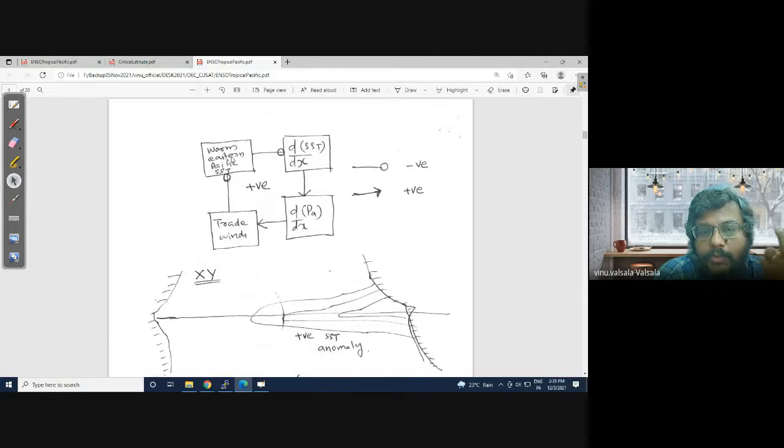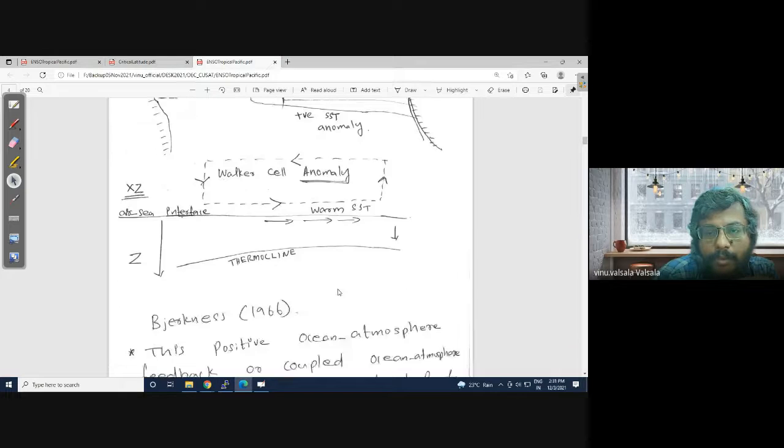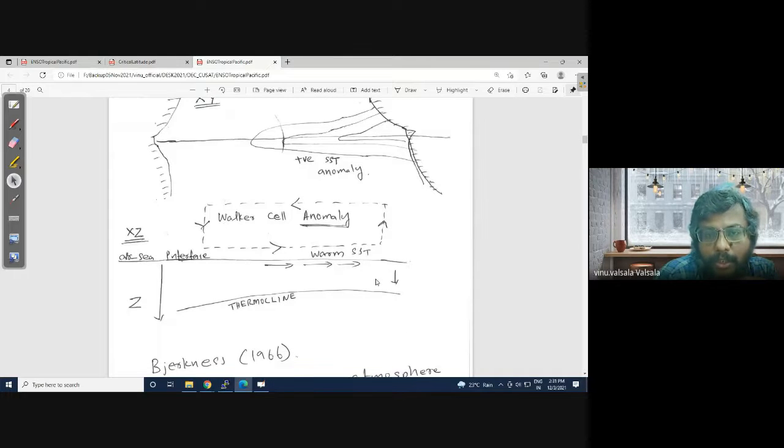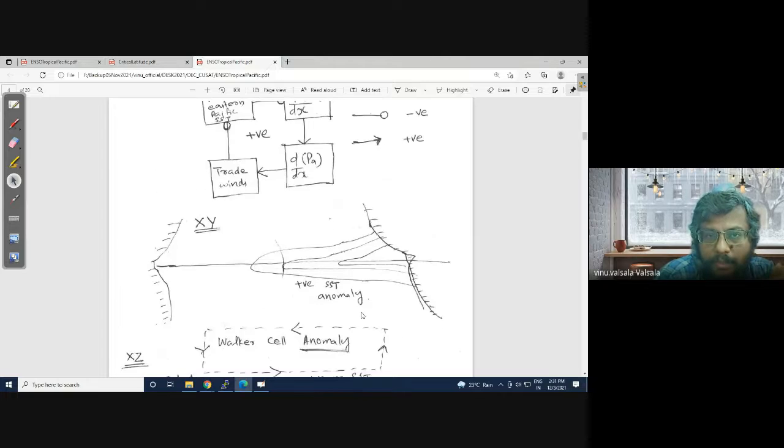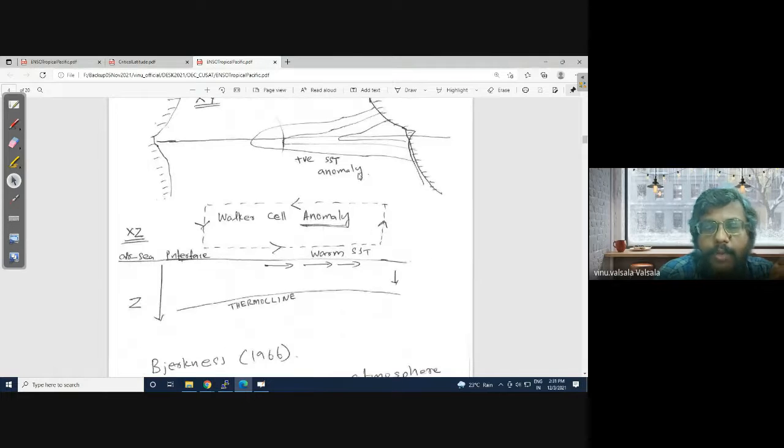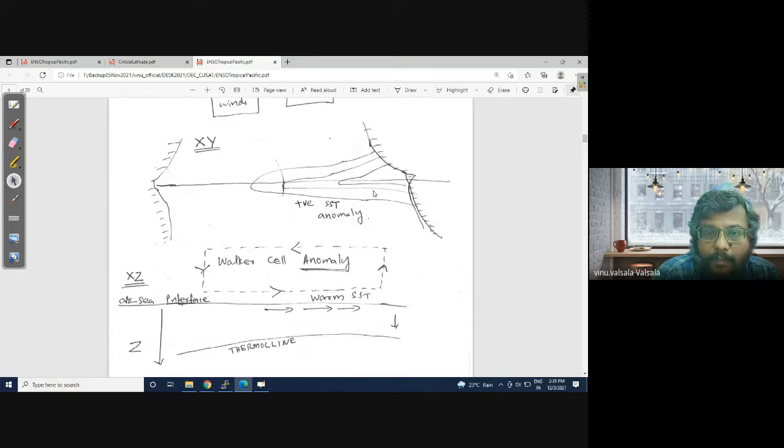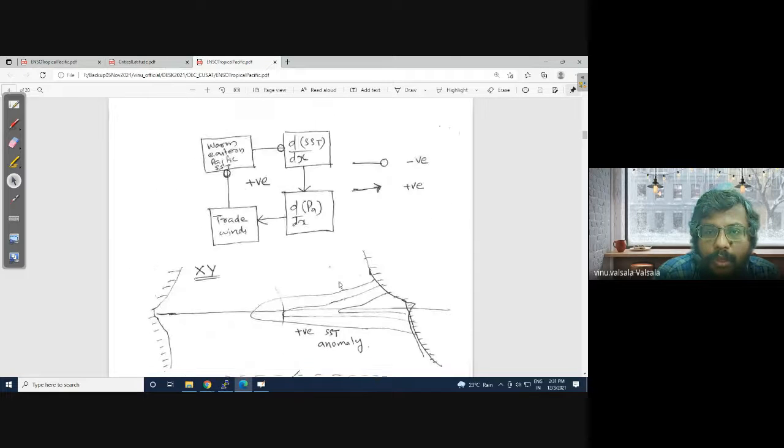There are two reasons for that. One is that the weakening of the trade wind actually impels some Kelvin wave to the east, as well as the upwelling in the eastern part is reduced because the trade wind is weakened. When there is a trade wind, there is a consistent upwelling in the eastern tropical Pacific. That is a kind of mean pattern of the tropical Pacific, right? When the trade wind weakens, this upwelling weakens, which also contributes to the warming of the SST.